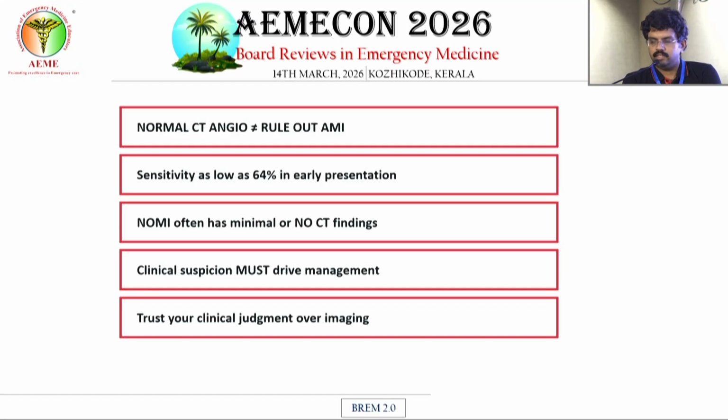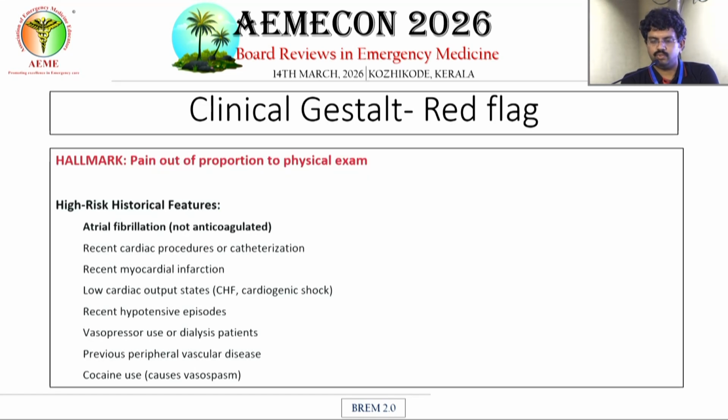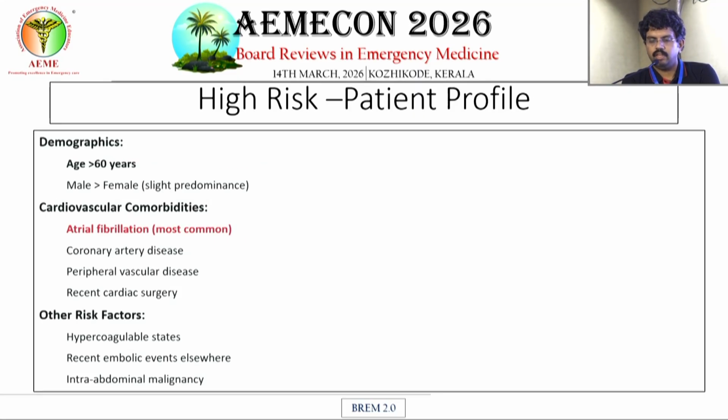So in this case, the only thing which can help you is your clinical judgment. So look for red flags like pain out of proportion to physical exam that we have discussed, and high risk factors. Just to add, cocaine use and other hypotensive states should also be considered in these high risk factors. Mostly males are involved because females have estrogen protection before menopause, but post menopause they are equally involved. And other risk factors are intra-abdominal malignancy and any recent history of embolic involvement.